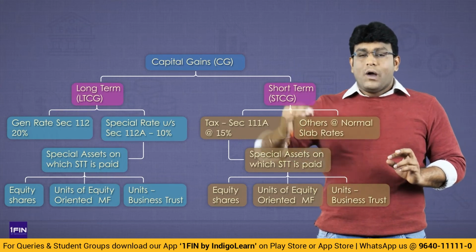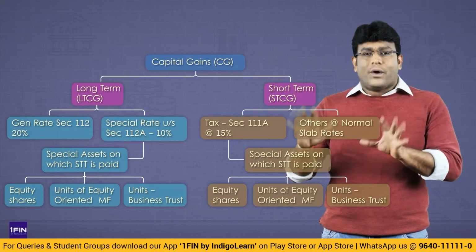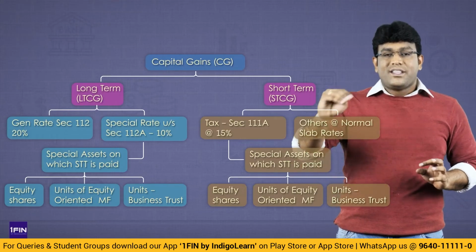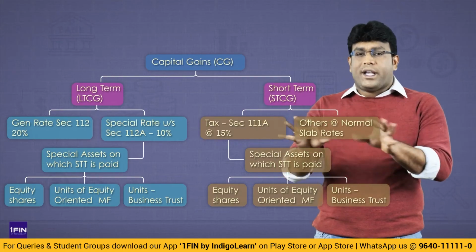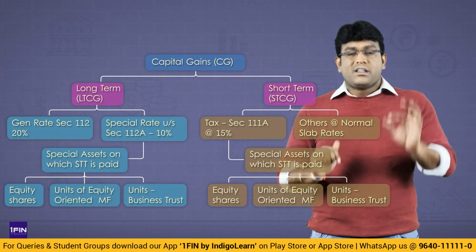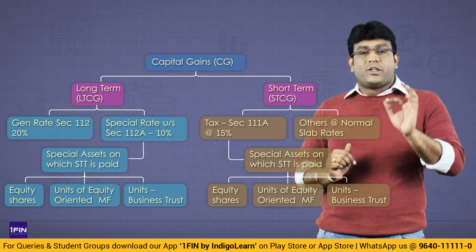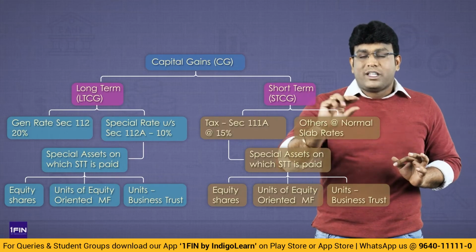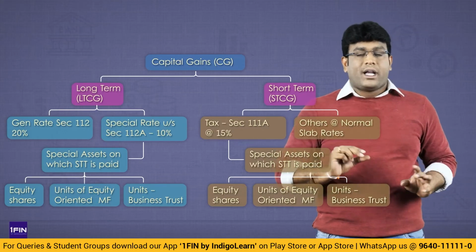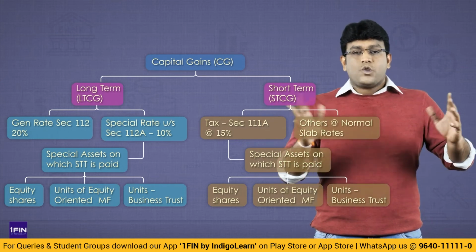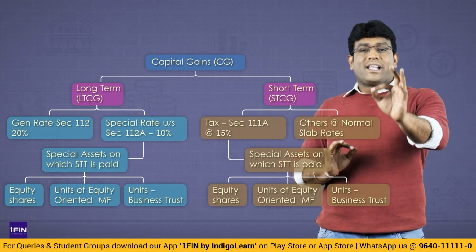are 112, 112A, 111A. 112 is the general rate for LTCG, 20%. 112A is LTCG, that is long term capital gain, on sale of equity shares or units of equity oriented mutual fund or units of business trust through a recognized stock exchange on which STT is paid. We will tax at the rate of 10% on amount exceeding 1 lakh. Section 111A, same scenario, not long term but short term, we will tax at the rate of 15% on amount exceeding 0. There is no concept of 1 lakh as such. And any other short term capital gains, we will tax at normal rate.